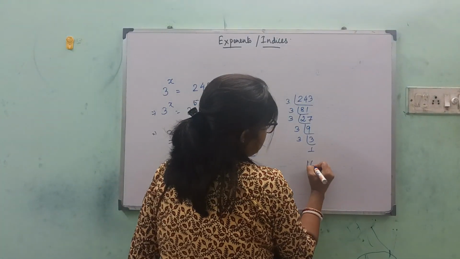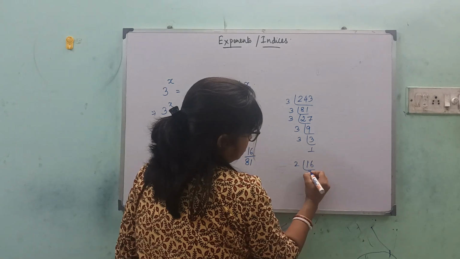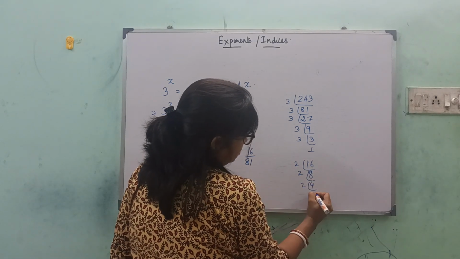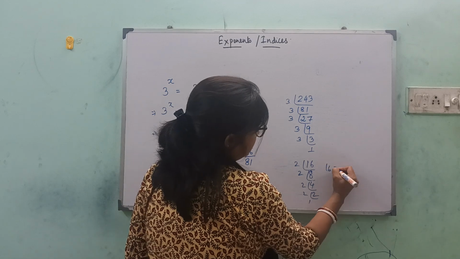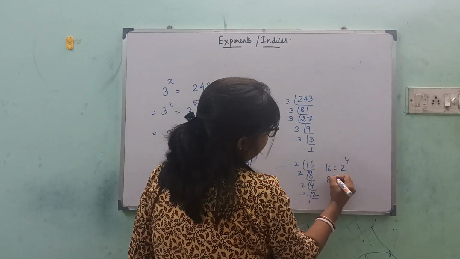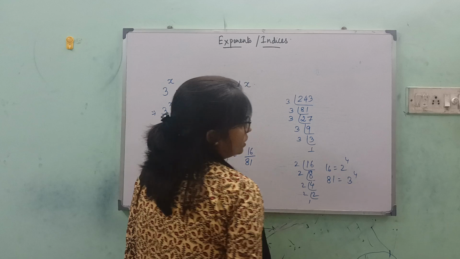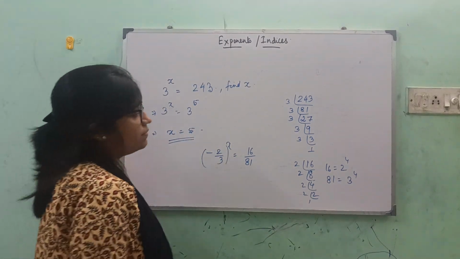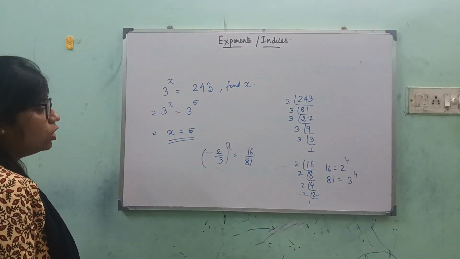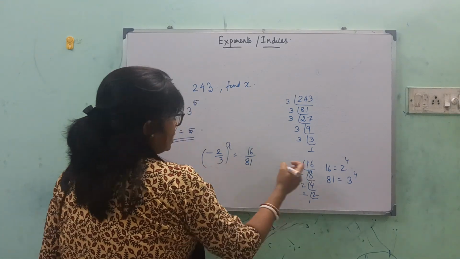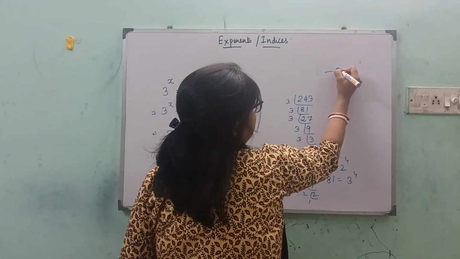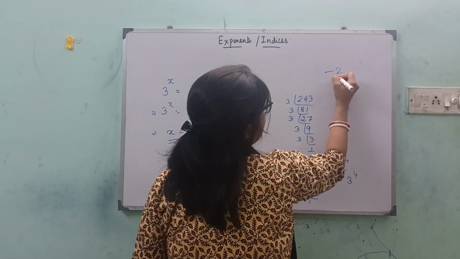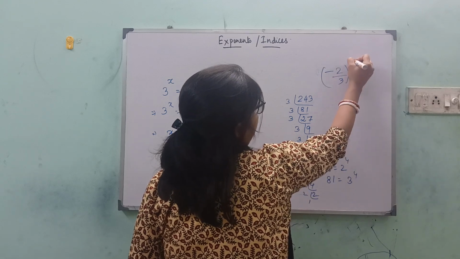16 is 2 to the power 4. Similarly, 81 is also 3 to the power 4. 3 3s are 9, 9 3s are 27, 27 into 3 is 81. So this is power 4. So now see, minus 2 by 3 whole to the power 4.